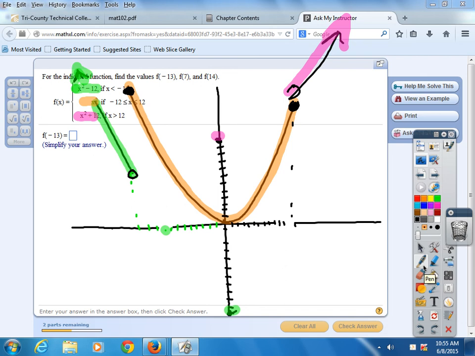Okay, now you, and then that one. f of negative 13. Well, what's negative 13? Where is negative 13? Right here. So this is going to fall on which line? Green. So you plug negative 13 into green. And that's going to be negative 13 squared, which is 169, minus 12, which is 157. Somebody help me out.